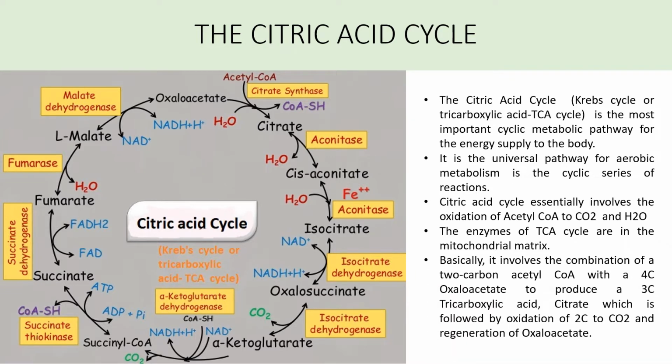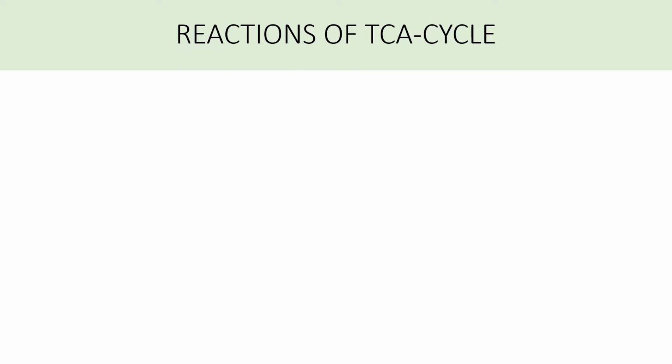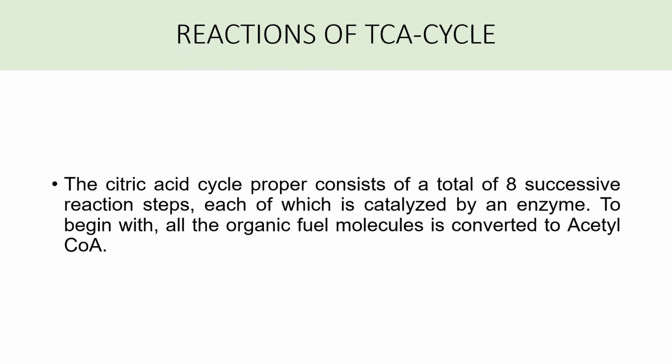Basically, it involves the combination of 2-carbon acetyl coenzyme A with a 4-carbon oxaloacetate to produce a 6-carbon tricarboxylic acid, citrate, which is followed by the oxidation of 2 carbons to carbon dioxide and regeneration of oxaloacetate. Let's look at the reactions of the TCA cycle.